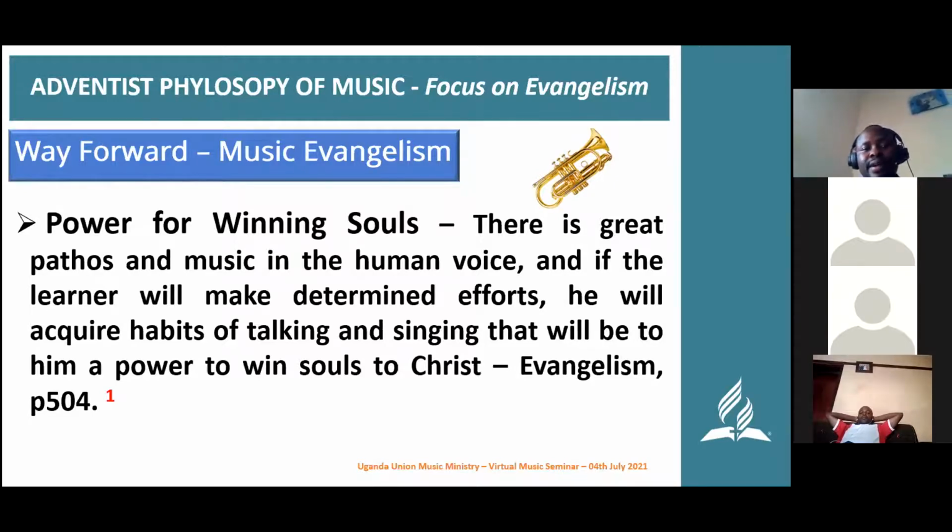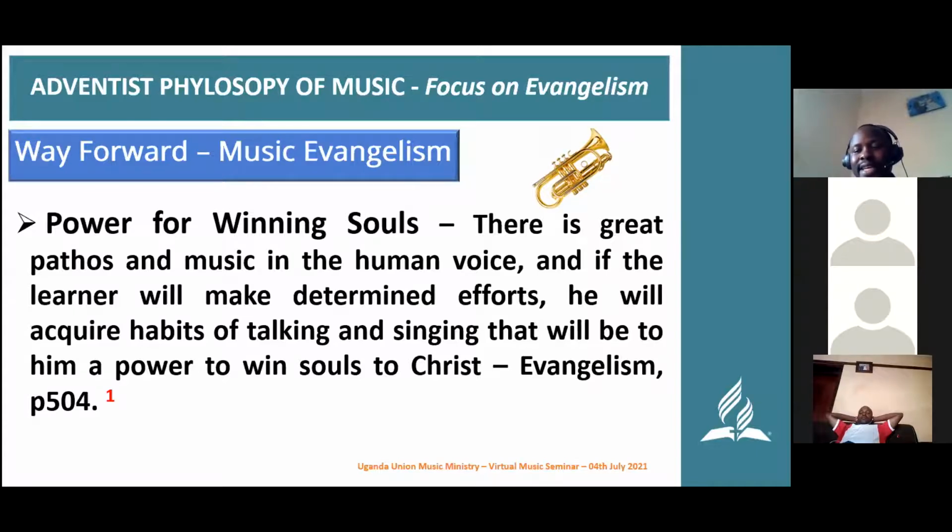There is a great pathos and music in the human voice. And if the learner will make determined efforts, he will acquire habits of talking and singing that will be to him a power to win souls to Christ. Music has a very, very strong element in winning souls for Christ, only and only if it's done right.